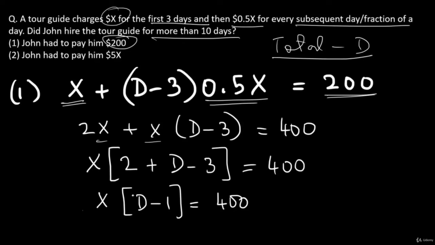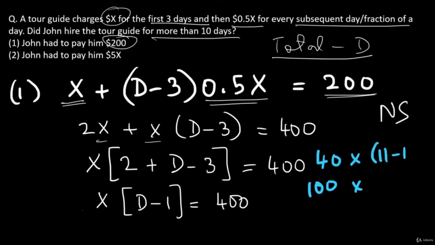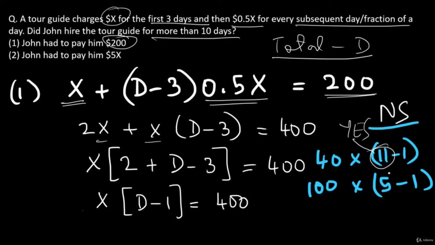I could take x as 40 and D as 11, in which case I have 40 into 11 minus 1, which is 400, or I can take x as 100 and D as 5, and then 100 into 5 minus 1 also gives me 400. So in this case, D is more than 10, so I have a yes over here, and in this case D is not more than 10, so I have a no over here. So I'm not getting a definite yes or no. Therefore, statement 1 alone is not sufficient.